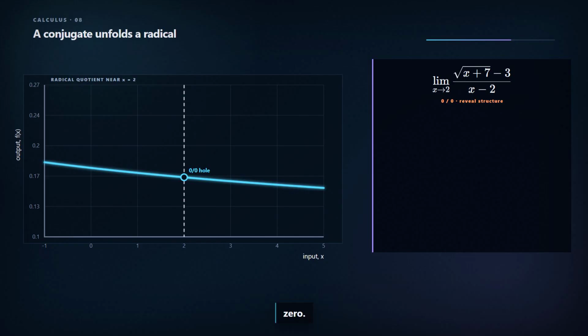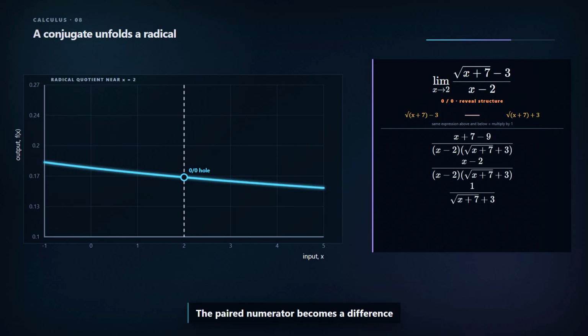Pair the numerator with its conjugate, square root of x plus 7 plus 3. Multiply the fraction by that conjugate over itself. Because the top and bottom are the same, we have multiplied by 1. The paired numerator becomes a difference of squares, x plus 7 minus 9, or x minus 2.